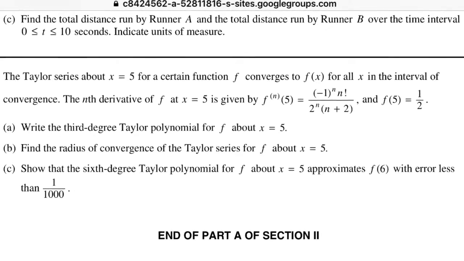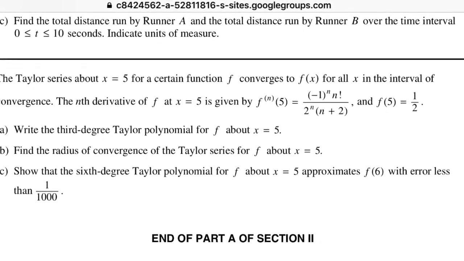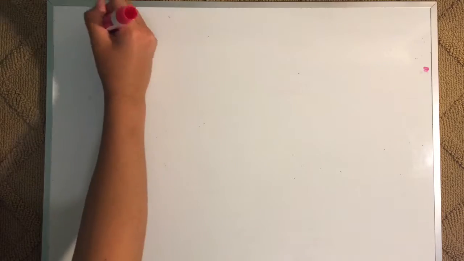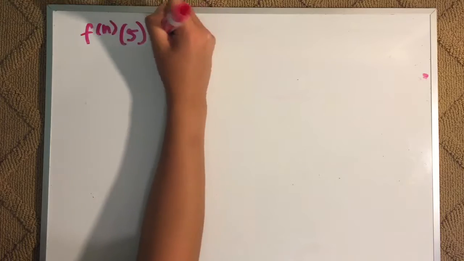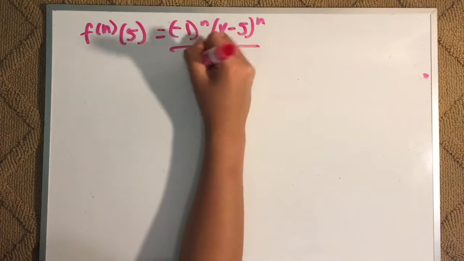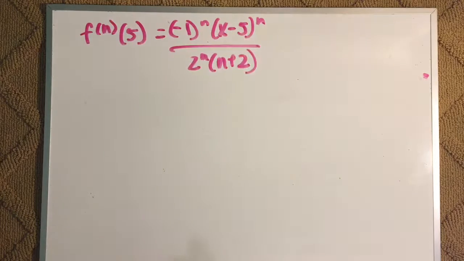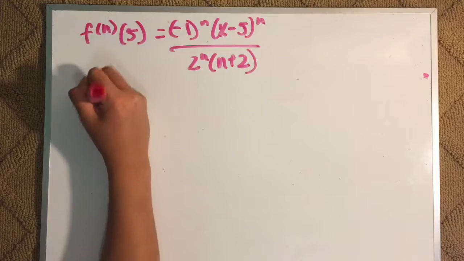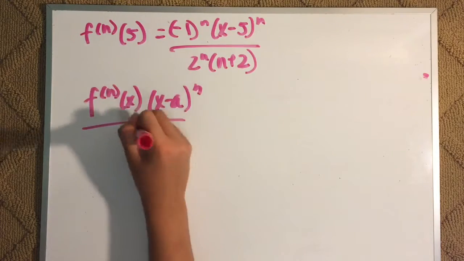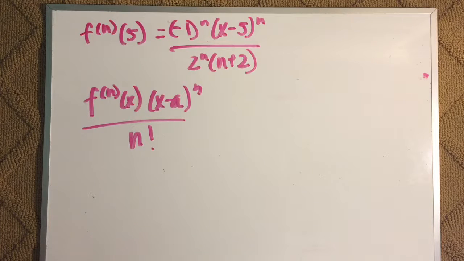So problem B: find the radius of convergence of the Taylor series for f about x equals 5. I'm going to write what we're given again, which is f^(n)(5) equals (-1)^n times n factorial over 2^n times (n + 2). My way of solving this is that we have to know the Taylor series, which is f^(n)(x) times (x minus a)^n over n factorial.